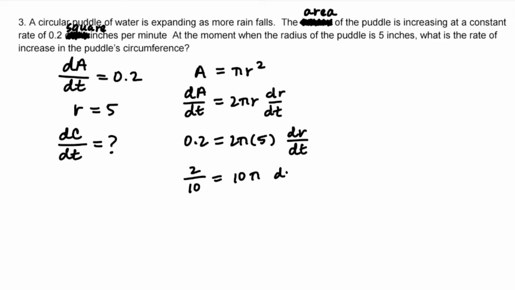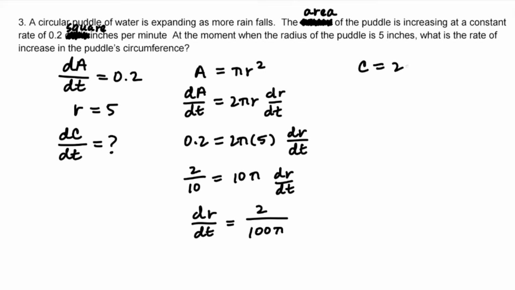10 pi dr/dt. Okay, and then I'm going to divide both sides by 10 pi, and I'm going to say that dr/dt is equal to 2 over 100 pi. And I could probably make that 1 over 50 pi if I wanted, but it might be better to simplify with 2 and 100 here in a moment.